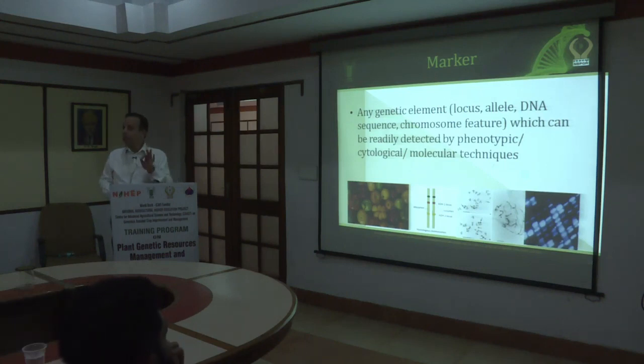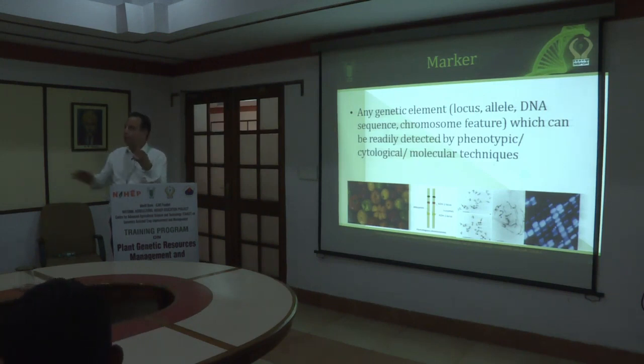What is a marker? For example, how many students are there? 25, 30? If I say that I want to distinguish each and every one of you, I may say that based on the gender, I can say 15 are males, 10 are females. That is one character, isn't it? Or I can say that there are guys who are wearing specs. 15 guys are there who are wearing specs, and 10 guys who are not wearing specs. That is another feature to distinguish them.